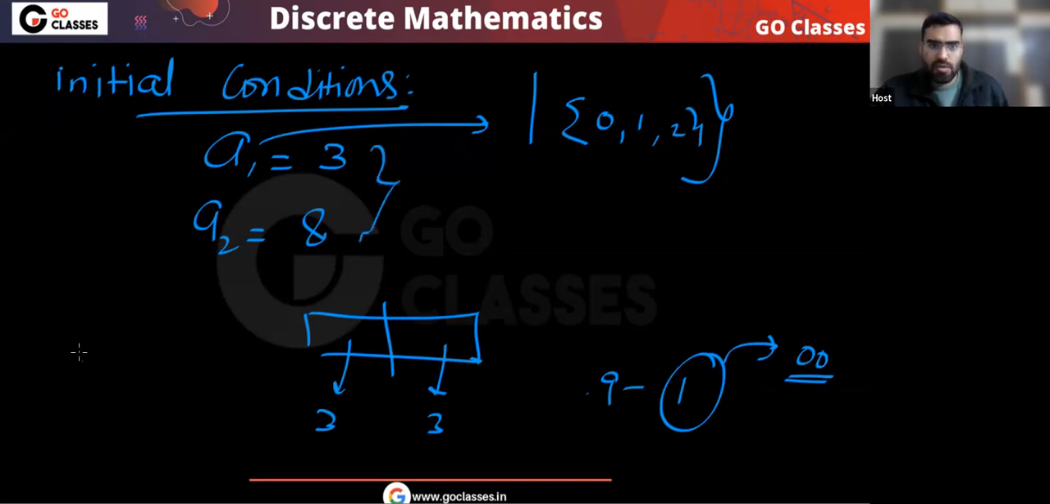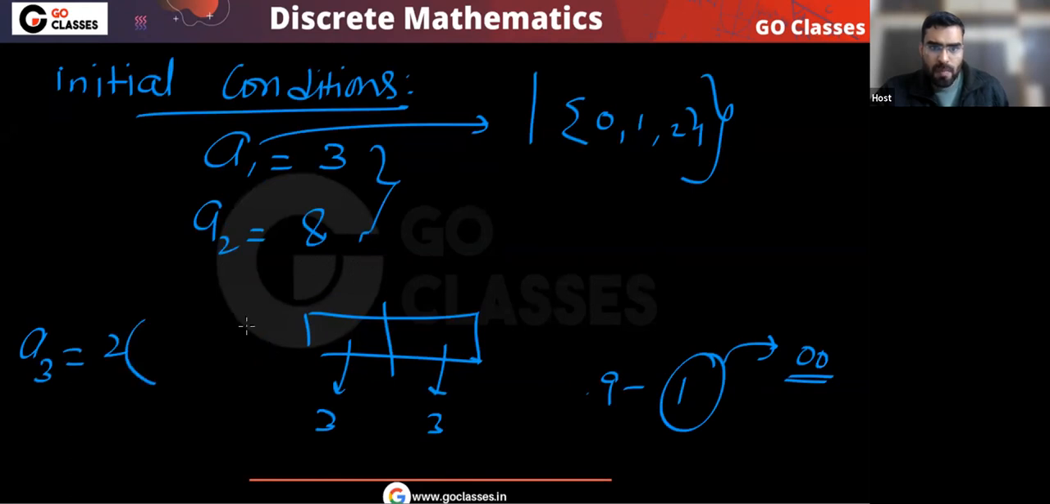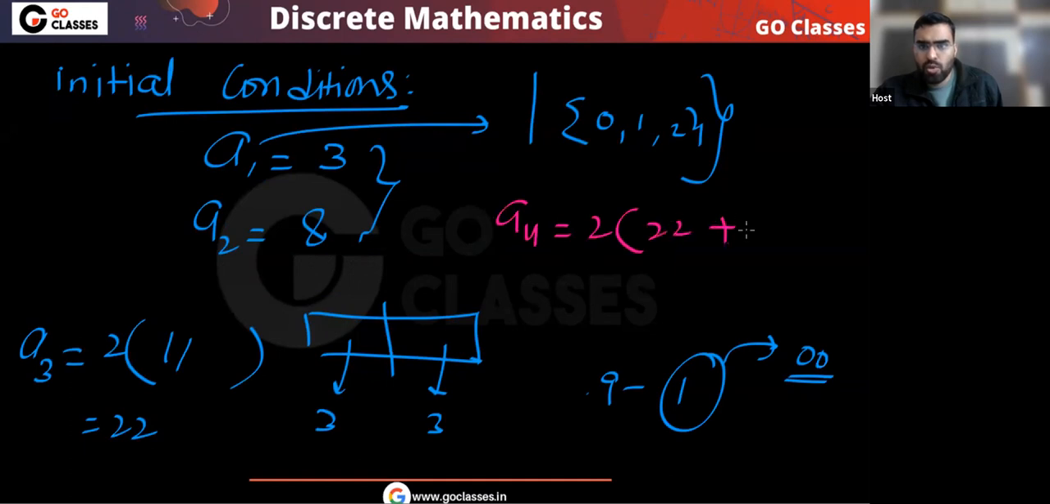Now you can find a_3 using the recurrence relation. That will be twice of 8 plus 3, that is 11, so 22. So a_3 will be 22. Like this you can find a_4. a_4 will be twice of 22 plus 8, that will be 60, and so on. Is this clear?